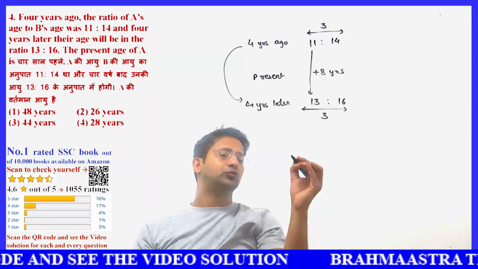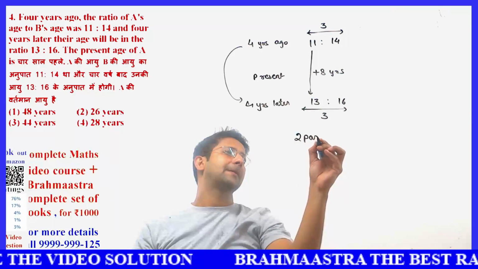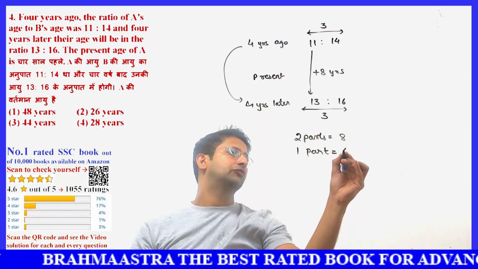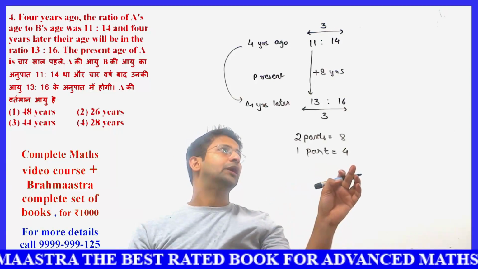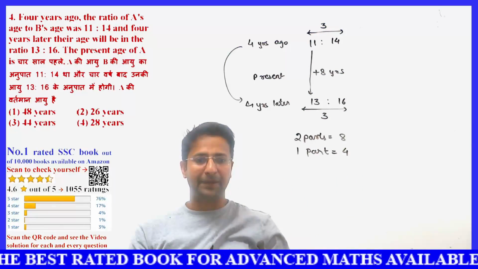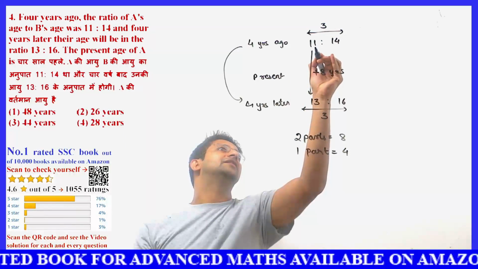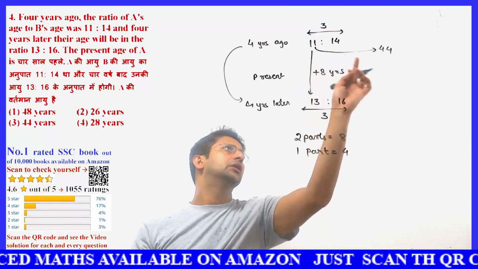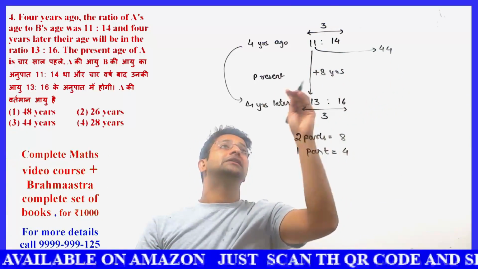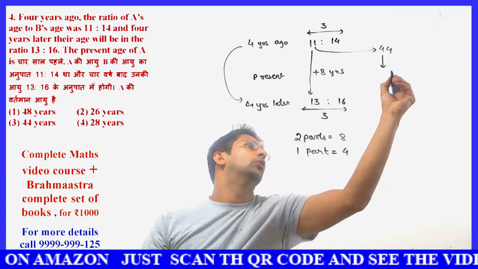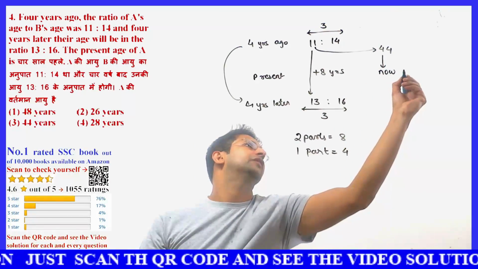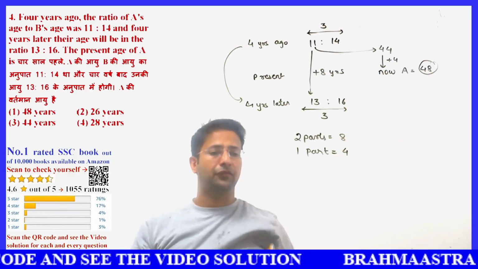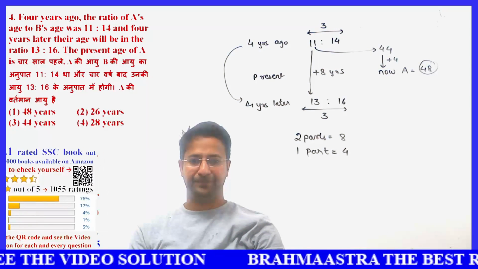When this 8 years corresponds to 2 parts, I can say 2 parts is equal to 8. That way one part will be how much? One part will be 4. When this one part is equal to 4, the present age of A will be equal to how much? This will be equal to 44. One part is equal to 4. 11 parts is equal to 44. This is 4 years ago. So now what will be the age of A? Now the age of A will be plus 4, that is 48. This is your answer.